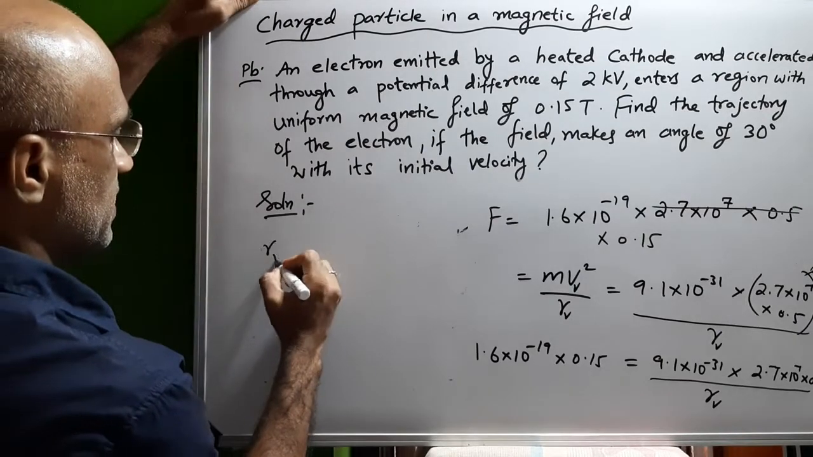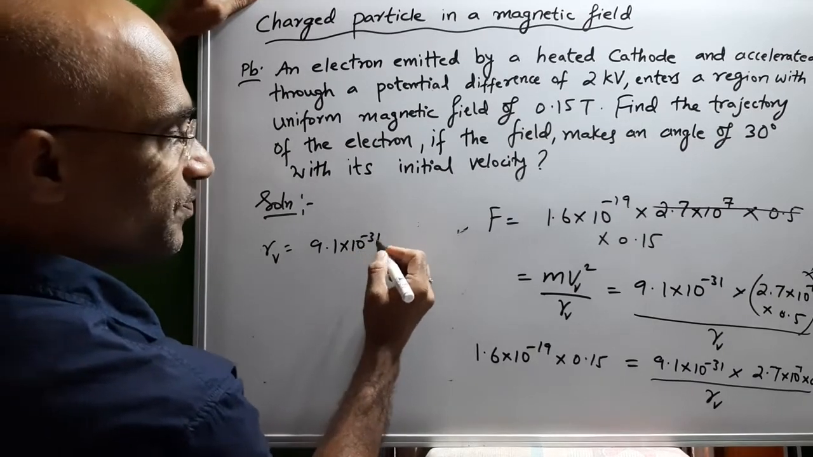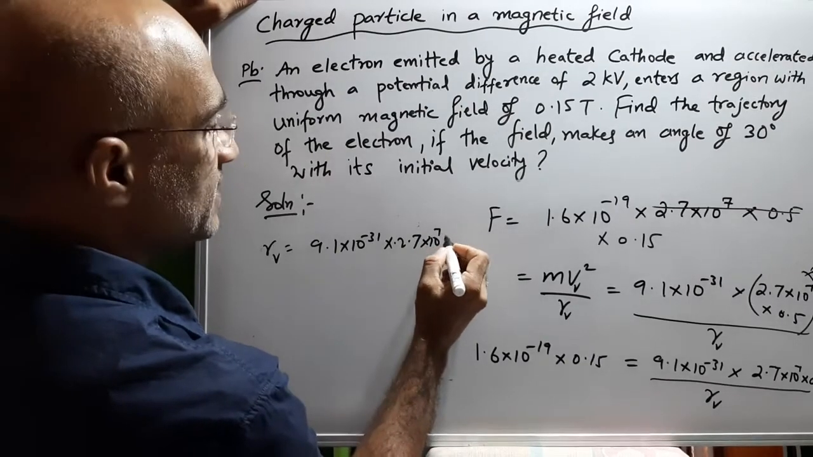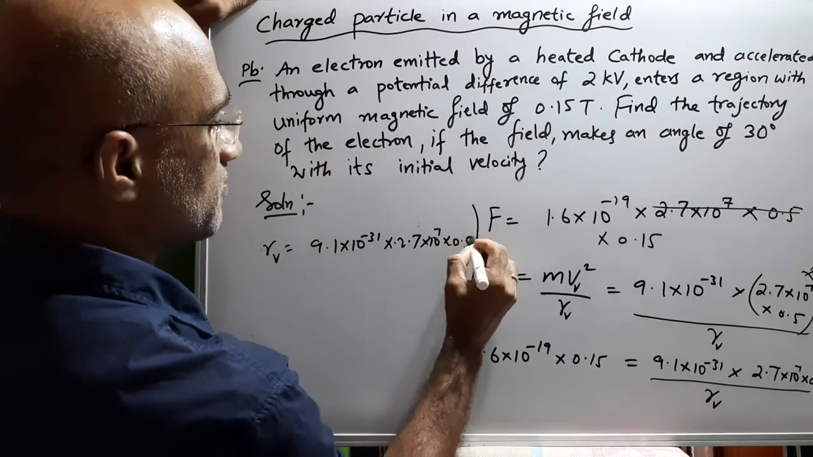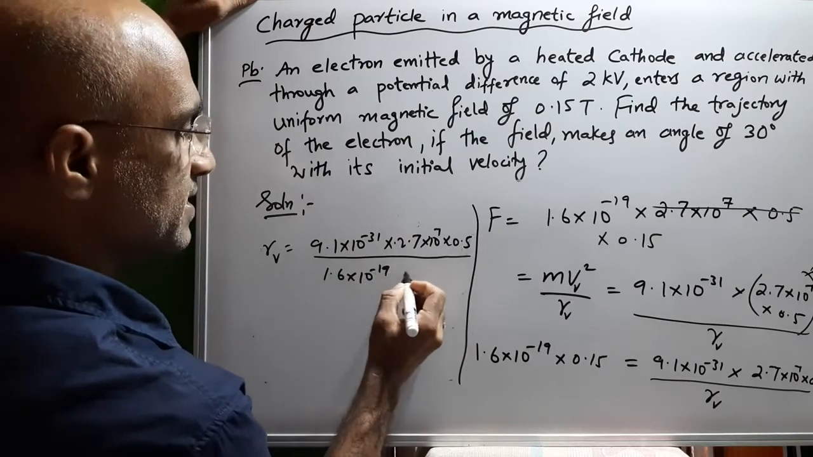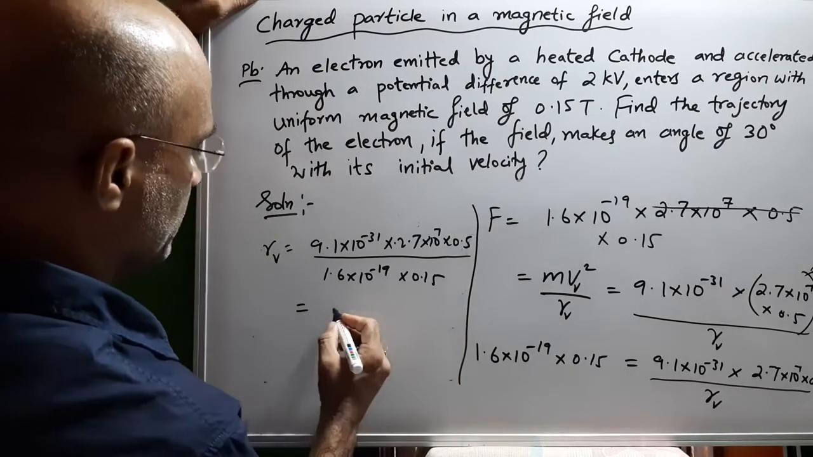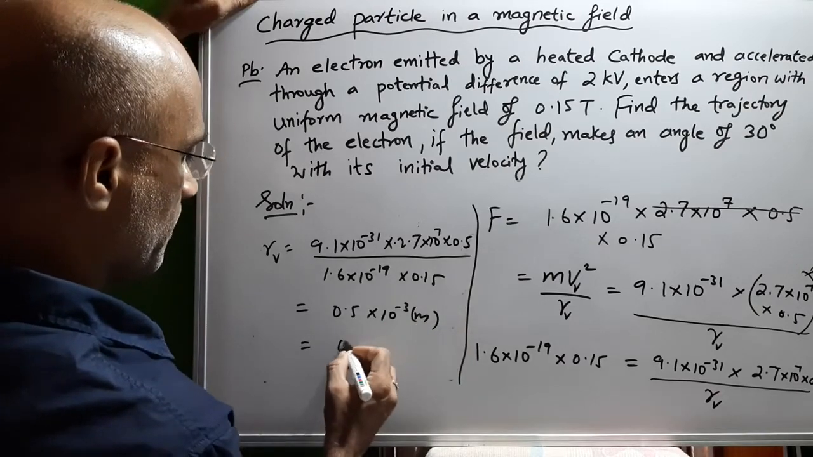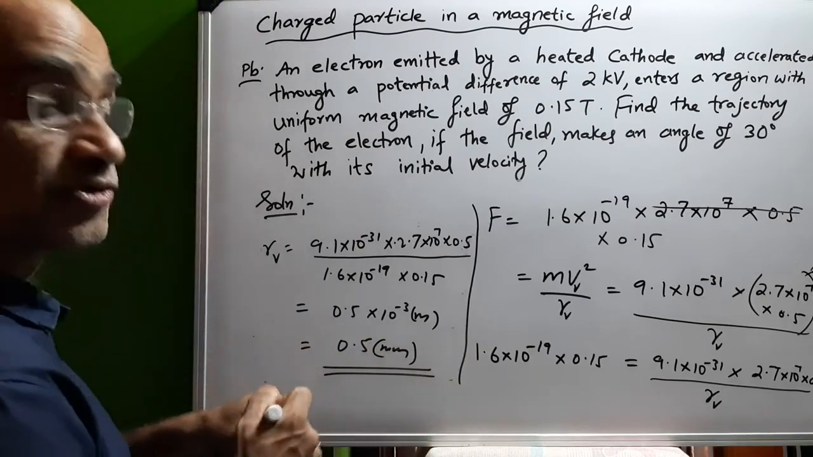Now simplifying for rv, let me write it here. So rv is equal to 9.1 into 10 power minus 31 into 2.7 into 10 power 7 into 0.5, divided by 1.6 into 10 power minus 19 into 0.15. So simplifying this, we get 0.5 into 10 power minus 3 meters, or 0.5 millimeters, will be the radius of the helical trajectory.